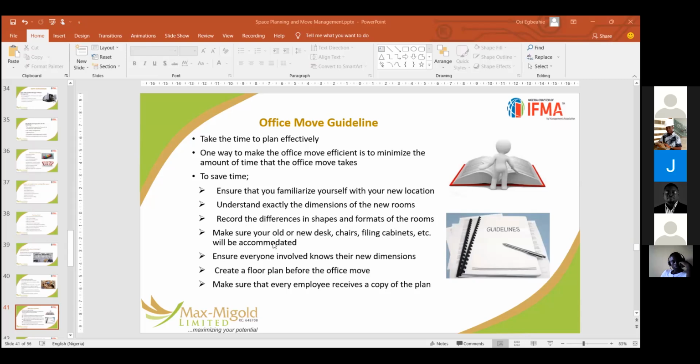Ensure everyone involved knows their new office dimension. You need to ensure that management especially know the dimension of their new space in square meters, so they are able to understand when they go there. They will not feel that the space is too small or that somebody is cheating them. Create floor plans before they move. Make sure that every employee receives a copy of the floor plan.